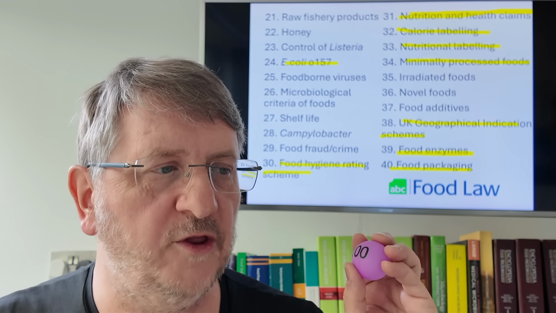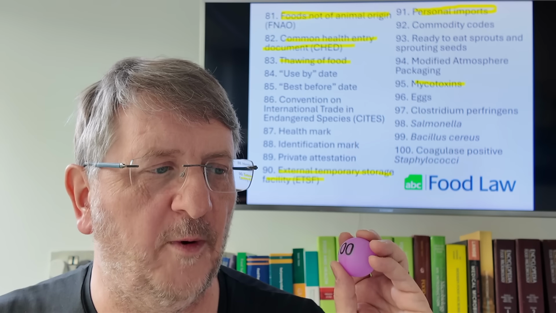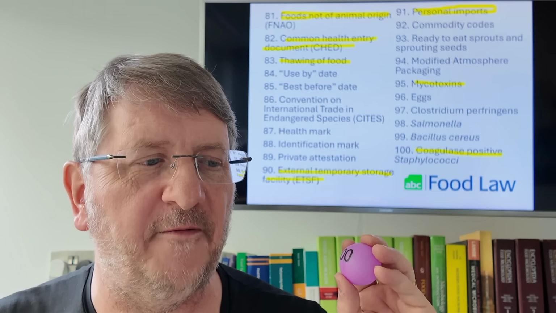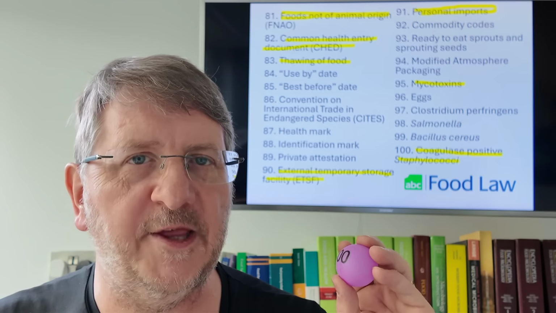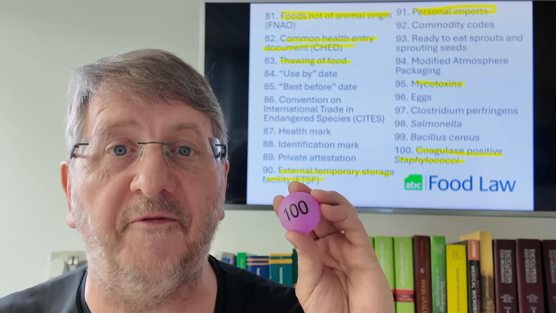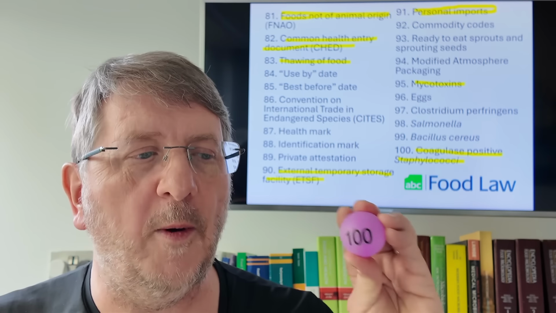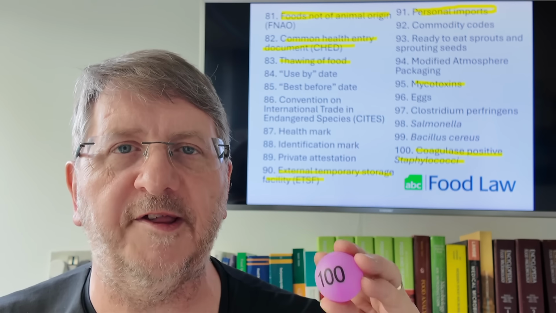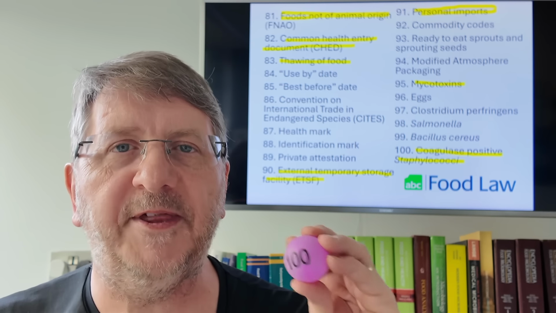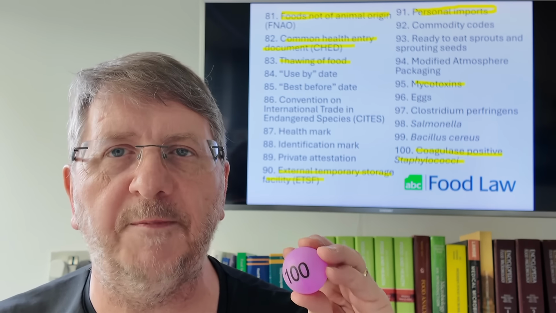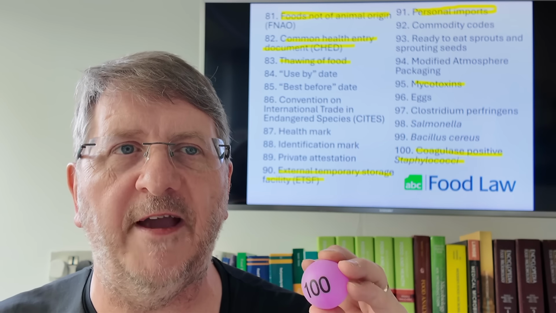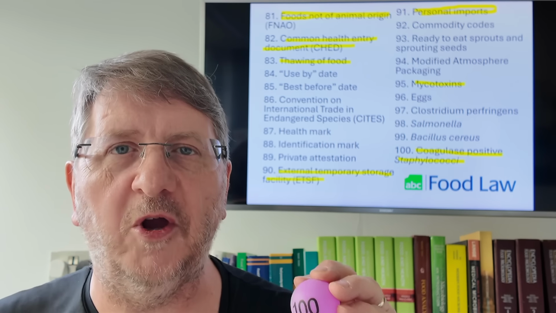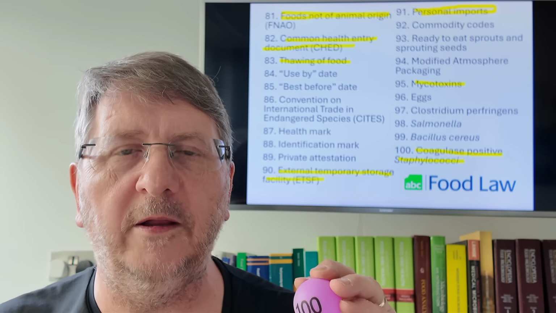Number 100. Here we go, 100. Oh, my favourite, coagulase positive staphylococci is a mouthful. Why do I include coagulase positive staphylococci? Because you will find reference to them in food law. Coagulase positive staphylococci, the most famous one if you like, is Staphylococcus aureus or Staph aureus. That particular bacteria can be found in infections, particularly in things like subclinical infections or in cows. So coagulase positive staphylococci, often associated with raw milk.